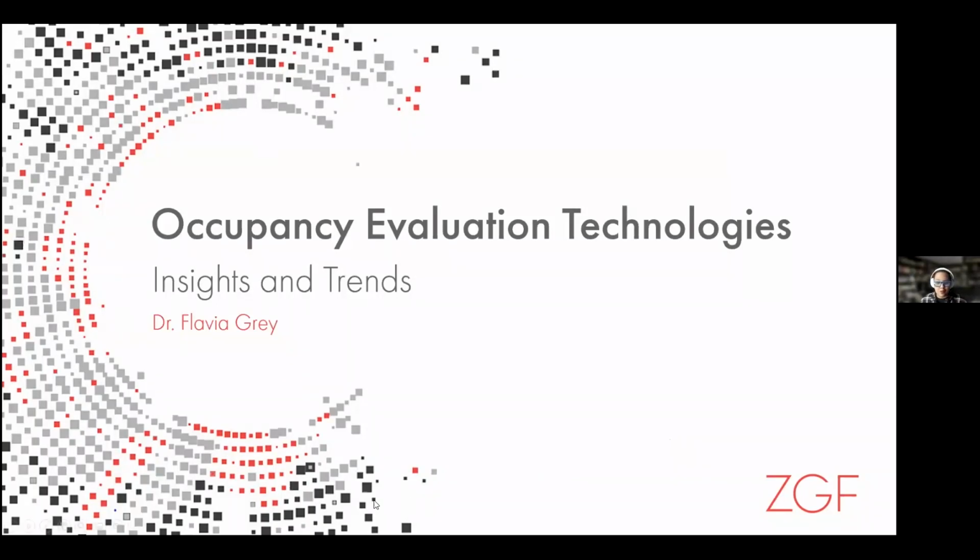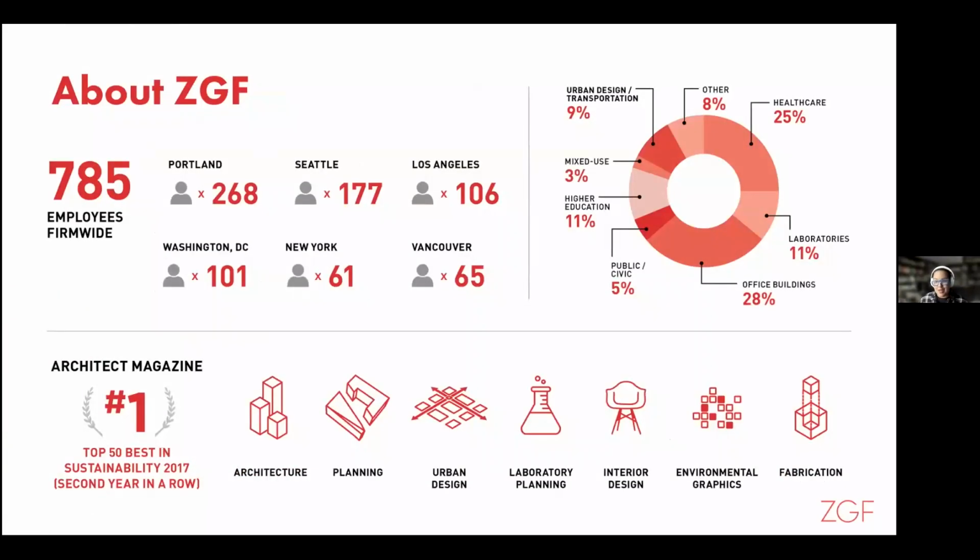I also wanted to do a quick introduction of ZGF for those of you who might not be familiar with us. We're an architecture firm. We now have 7 offices. We have a new Denver office that just opened recently, and our biggest office is in the Portland area. I am based out of the Seattle office. We have one in LA for those of you in California, Washington, DC, New York, Vancouver. You can see that we're a little bit less than 800 people firm-wide.